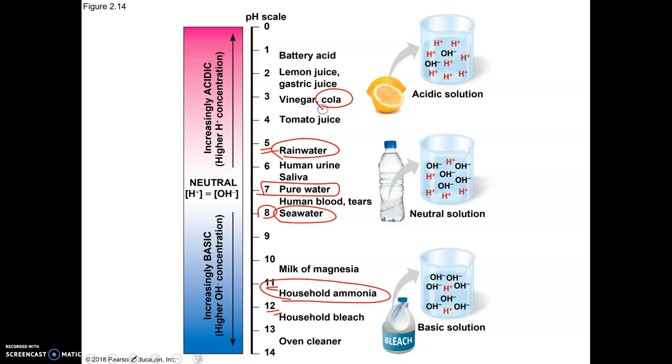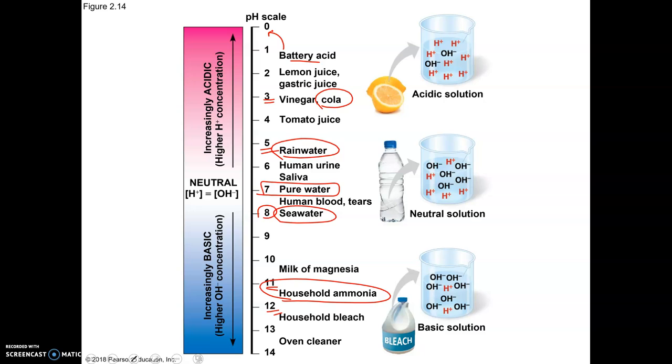Notice cola, Coca-Cola, pH of 3. So it's not like if you drink something with a low pH, it's going to necessarily burn up your esophagus or whatever. Coca-Cola has a pH of 3. But it depends on other factors. But a really strong acid would be like battery acid, which has a pH of 1. I've actually seen where some things say battery acid has a pH of 0.